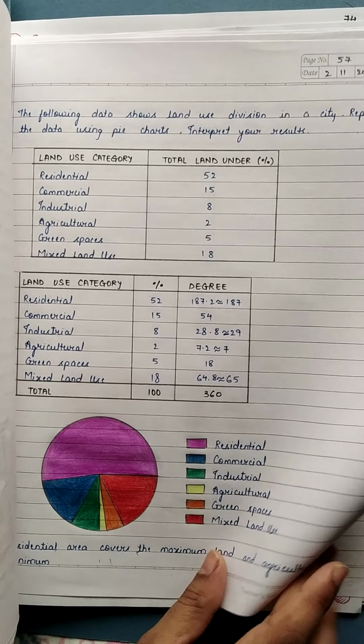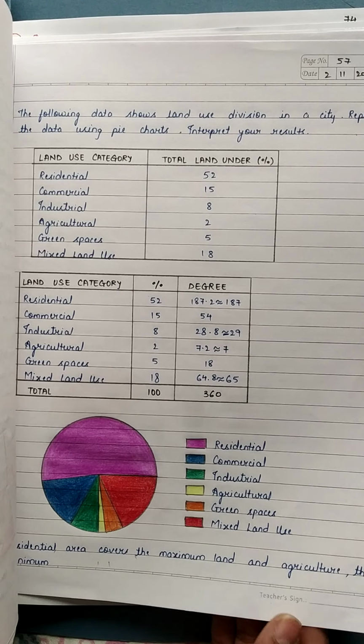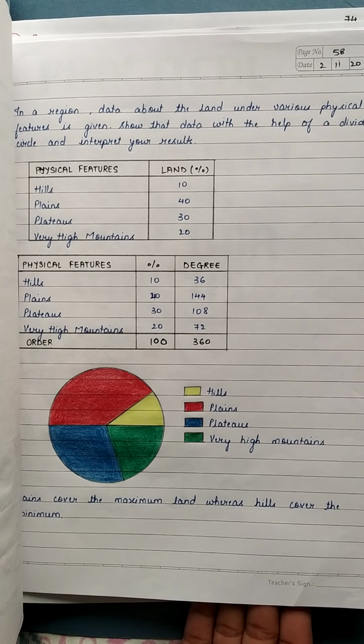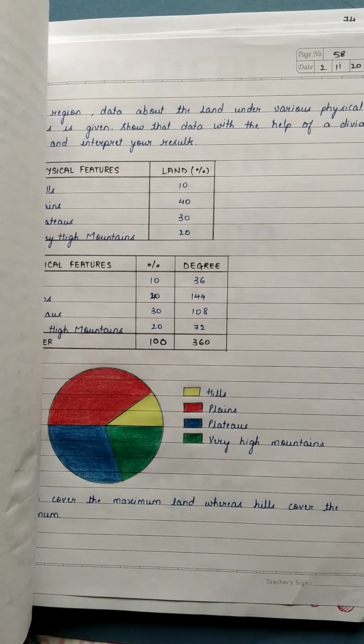This is about total land area, land use category. This is about physical features. So this is all about practical number 5.